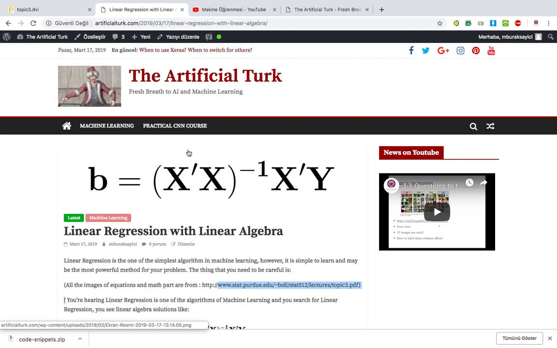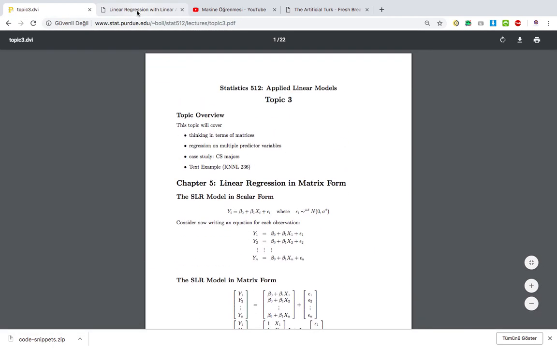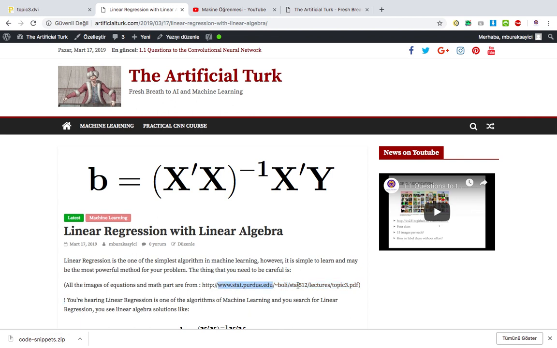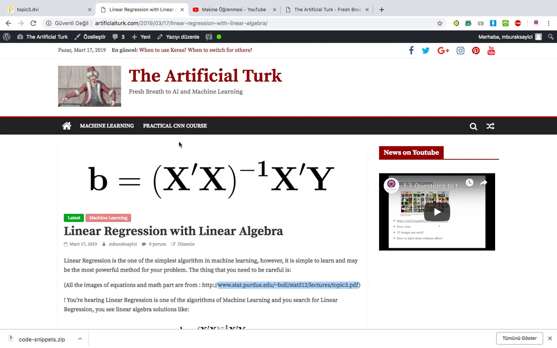Hi everyone, today we will be learning linear regression with linear algebra, and we will be doing this by the lectures of Purdue University, and the link is also included in artificialturk.com. This video is recorded for the YouTube channel Makine Öğrenmesi, and you can learn linear regression with linear algebra from this post, and this video is a better explanation for the codes, and we will play with some parameters to observe and analyze linear regression deeply.